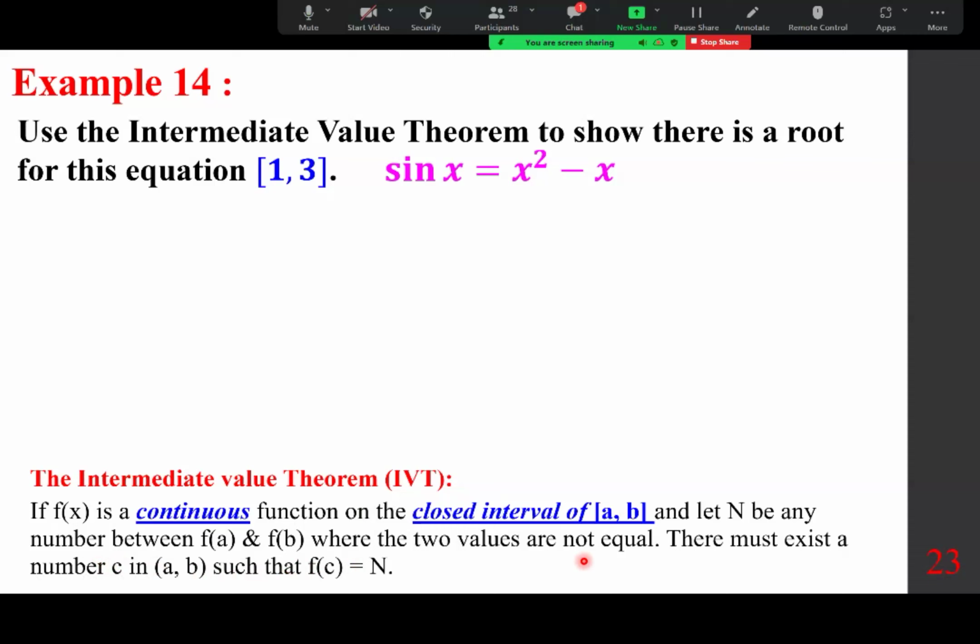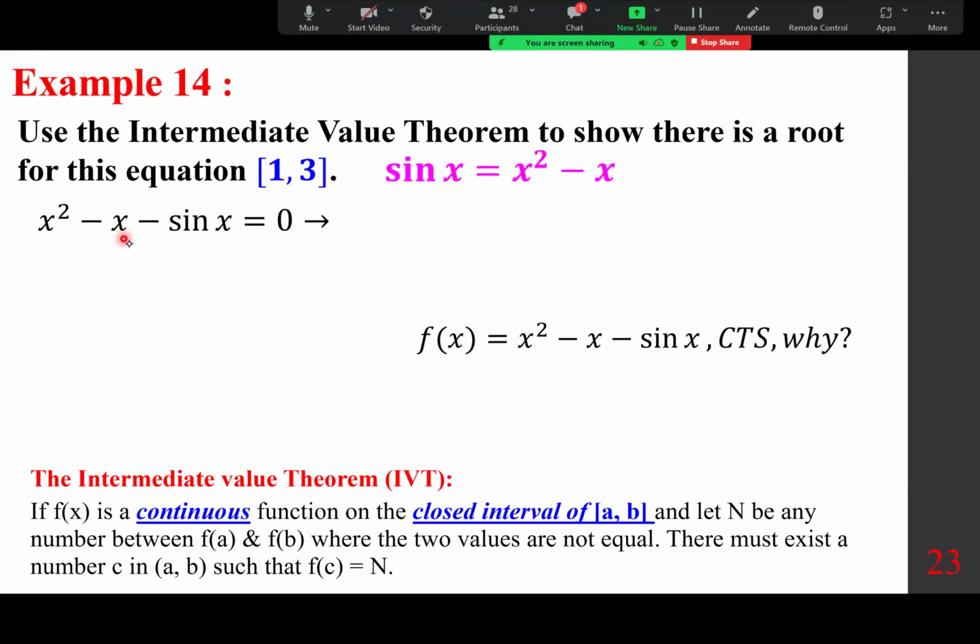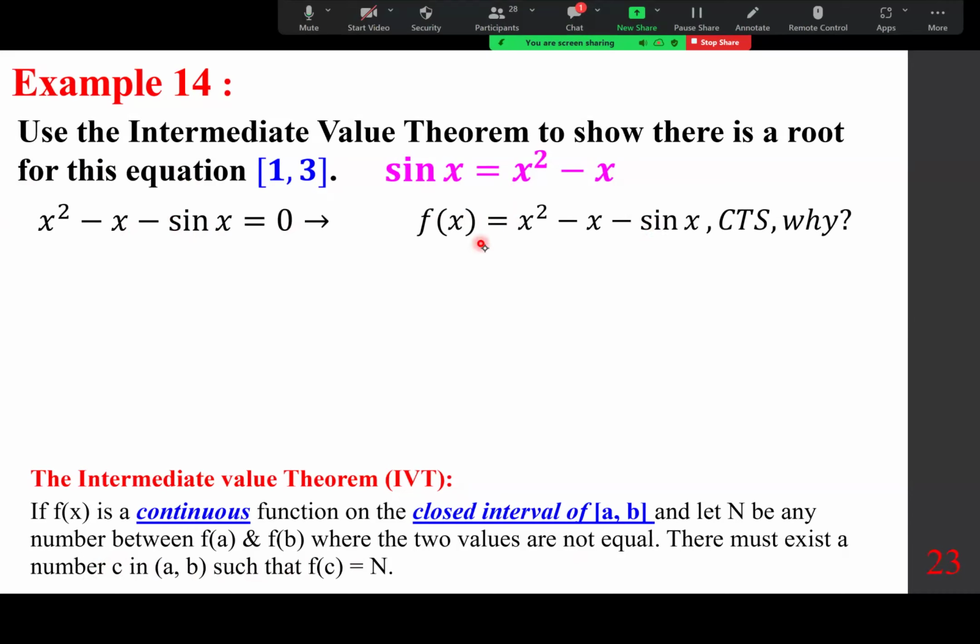So we are going to bring everything to the same side, doesn't matter left or right. It becomes x squared minus x minus sine x equal to 0. And we call the left side f of x.